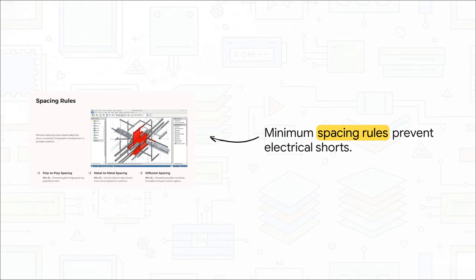Poly-to-poly spacing requires a minimum of 3 lambda to prevent gate bridging during the etch process. Moving over to the interconnects, metal-to-metal gaps also need 3 lambda to avoid shorts from even slight deposition variations. And finally, active regions demand 3 lambda of diffusion spacing to stop the accidental formation of parasitic transistors. Keeping elements a safe distance apart, it's simply non-negotiable.